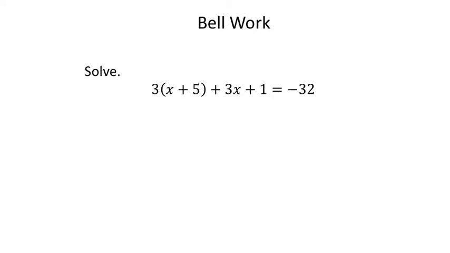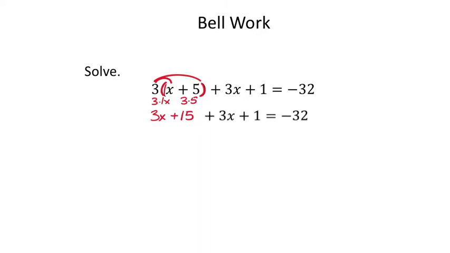Okay, for this bell work, first thing I notice here is the parentheses, which tells me I'm going to need some distribution. So that's what I will do. I first have three groups of 1x's, which would be 3x's. And then I also have three groups of 5, which would be positive 15. Now, that's just that part of the equation. The rest of it just stays the same, so I just drop it because there was no other distribution.